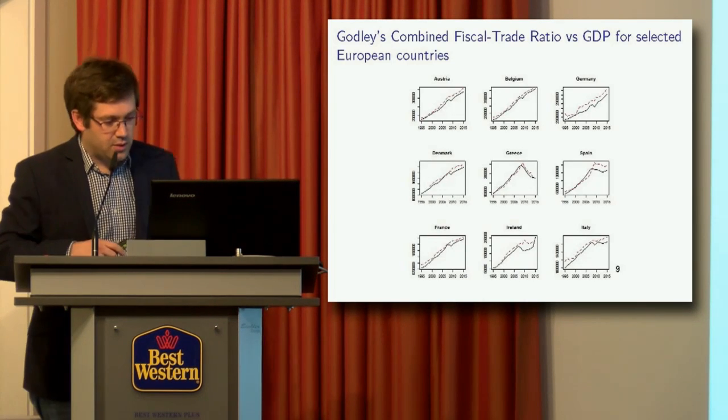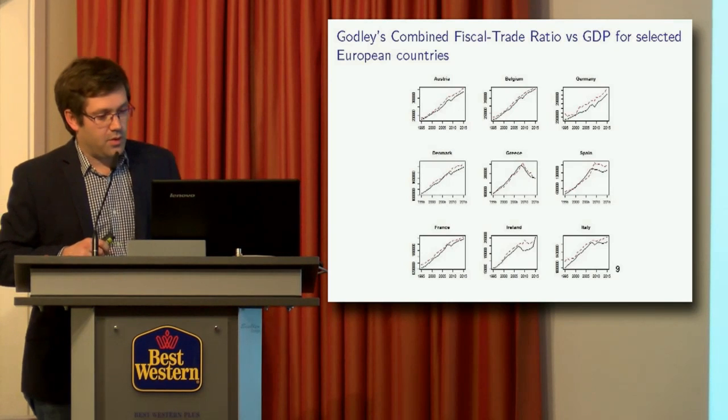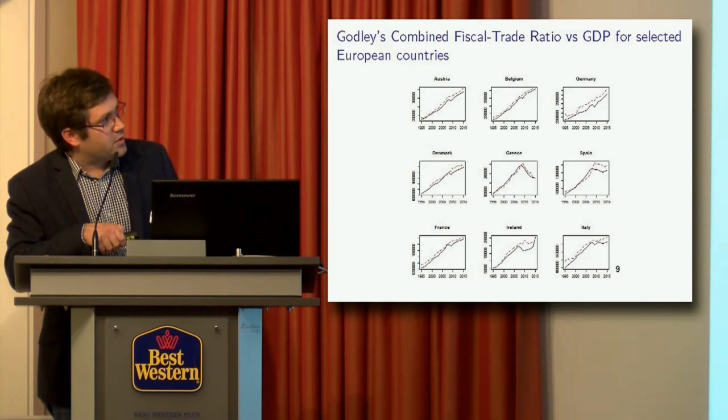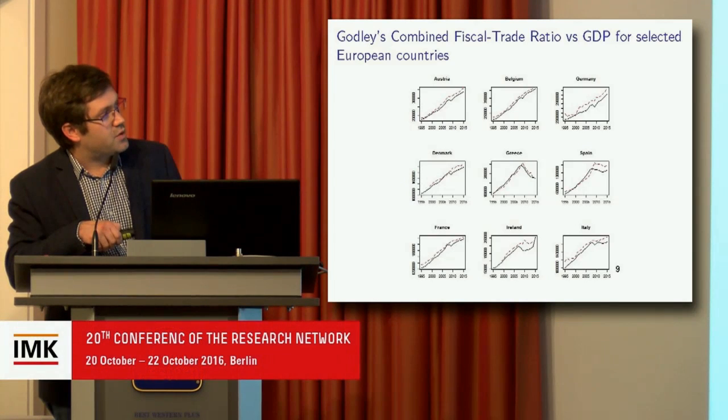And what you can see here is that there are a few changes in trends happening in the different economies. For example, in Germany, around the turn of the century, the growth of the fiscal trade ratio was much slower and then picked up dramatically.